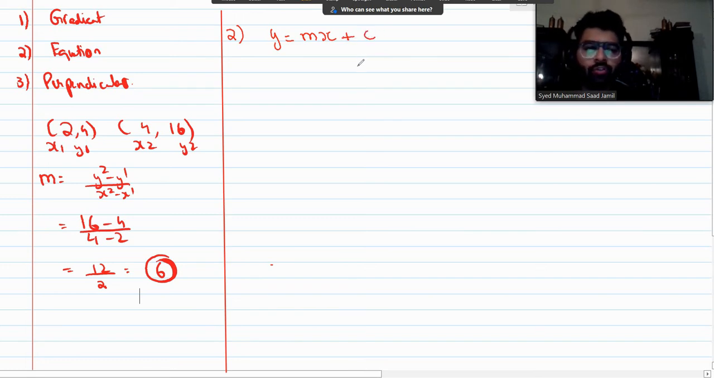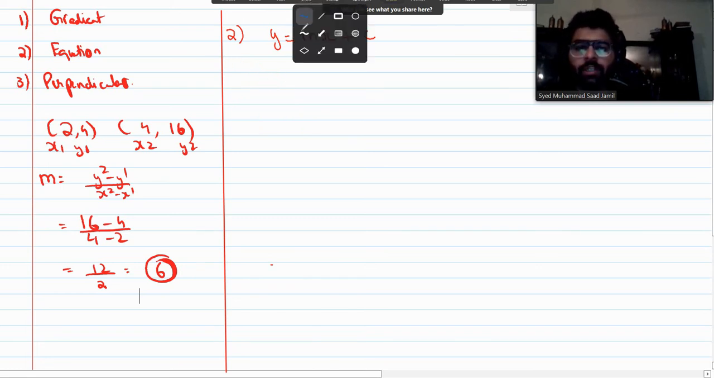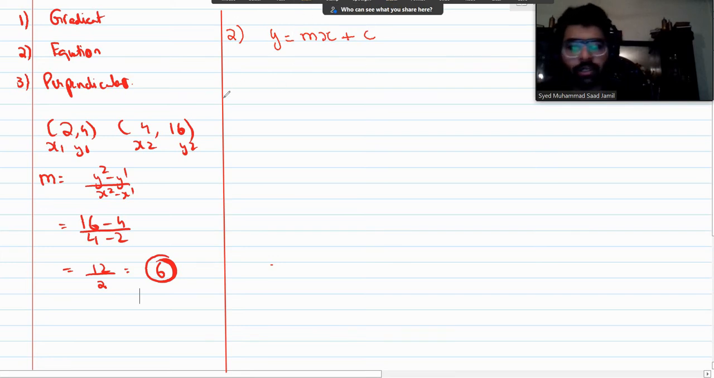C basically refers to the y-intercept. For example, if I make a graph and the line is like this, so at this point of intersection, let's say this is 5, the value of c would also be 5. So c is basically the y-intercept. Moving on with our question. You already have the gradient. Now you need to find out c. In order to make an equation, you need to have the gradient and the y-intercept, which is c.